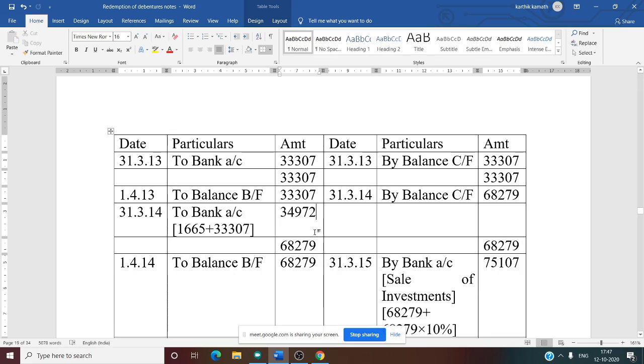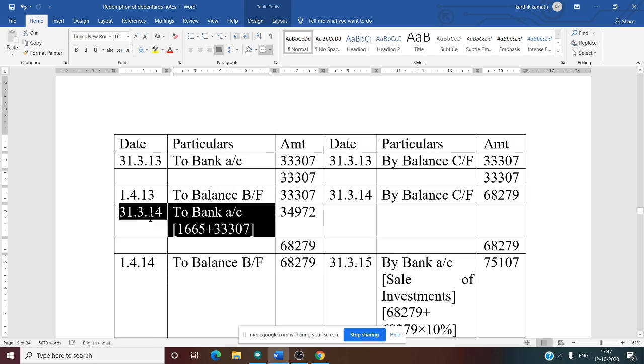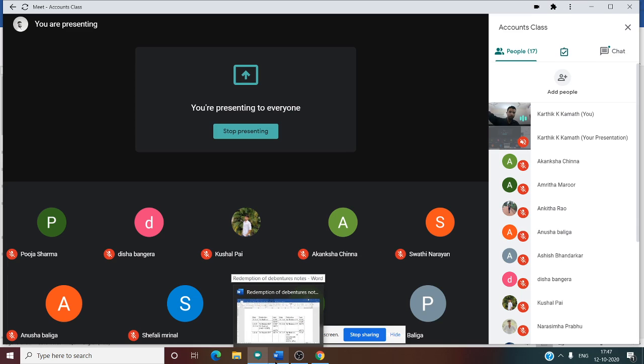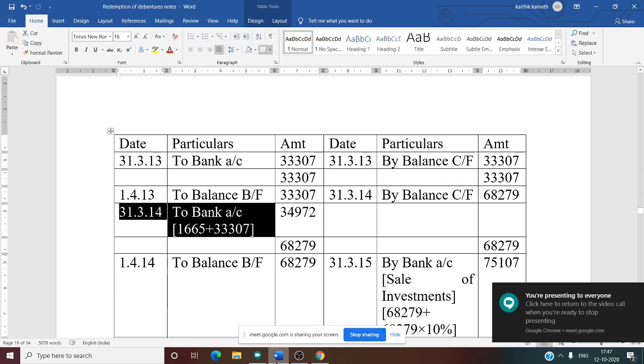Now for the second year. Second year, to balance brought forward, that is the previous year closing balance. Same balance you need to write. To bank account. See, these are simplified entries that we know, that we have written in the DRF account. Bank account to debenture redemption fund we have written. Here this is for the investment account. What and all we are investing?